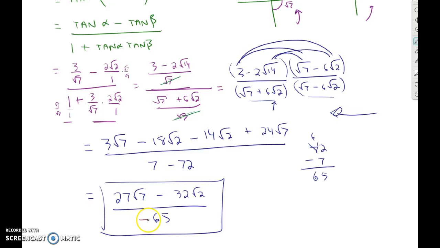This is supposed to be negative 65, so this is 32 square root of 2 minus 27 square root of 7 over 65.